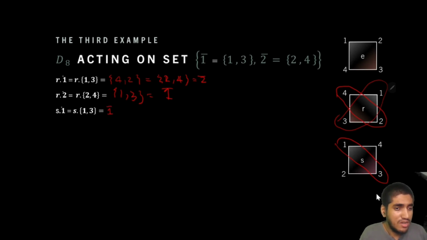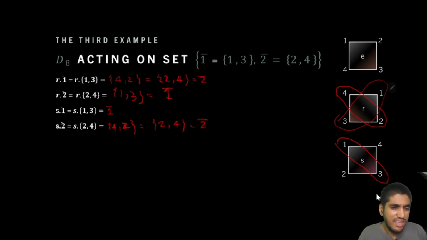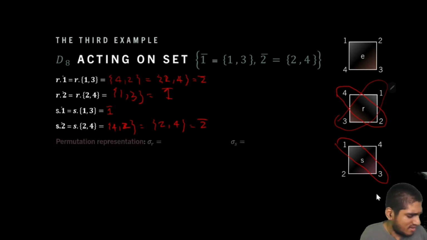But then s dot 2 comma 4, they flip. We do have 4 comma 2, but again this is nothing but 2 comma 4 because it's a set, and this is nothing but 2 bar. Interessante. Basically, sigma r will be permuting between 1 bar and 2 bar, while sigma s is the identity.